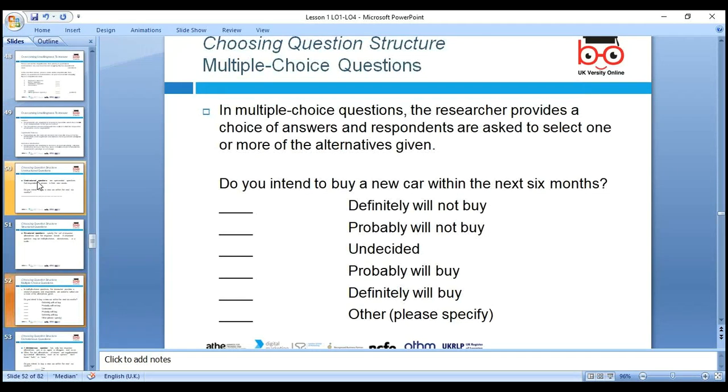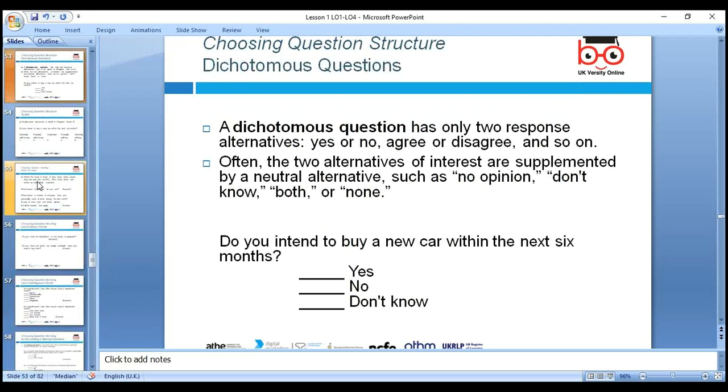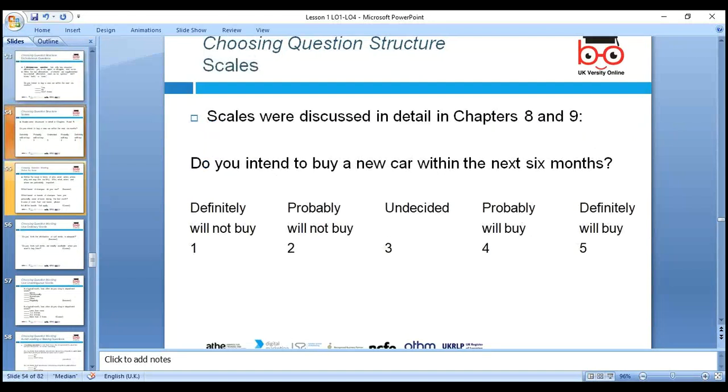Okay, sometimes we can use the words definitely will not buy, probably will not buy, undecided, which I'll go through in the question. Sometimes maybe we use yes, no, don't know. Sometimes people say 100% they know. Yes, do you intend to buy a new car within the next 6 weeks? Yes, definitely no. I don't know yet. So sometimes we can design the question.